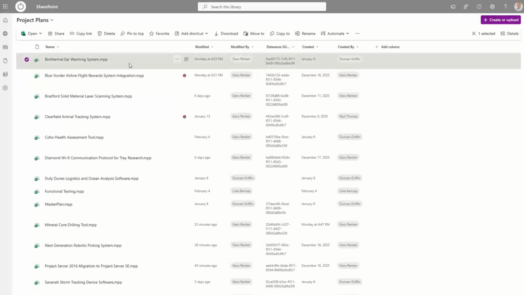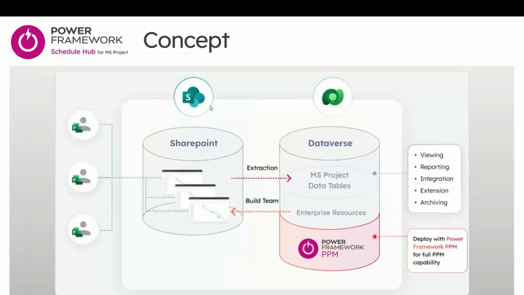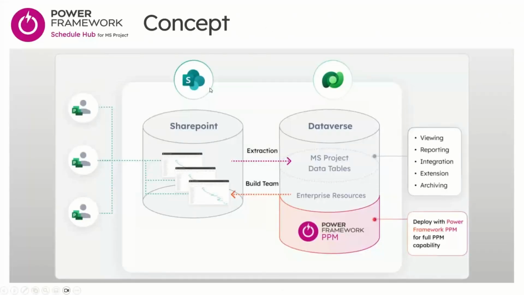We are going to edit one of these project plans in a minute and see the effect that has. I want to show you the other side of this. So back to the schema of Schedule Hub, we've now discovered SharePoint on the left. We are going to be extracting the data into Dataverse. So let's have a look at what that looks like.